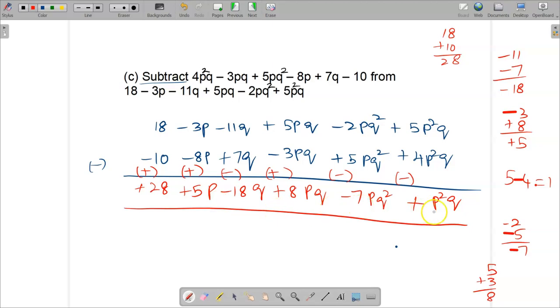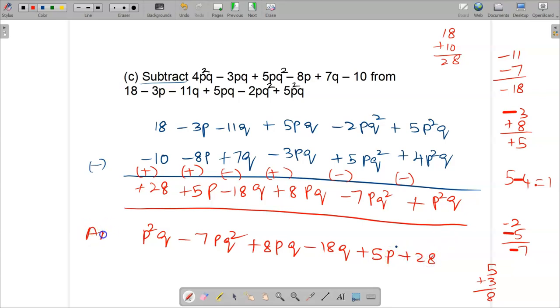If you want, you can leave it like this, or else generally we write the constant term at last. Higher power terms come at the starting. So just reverse your terms and write. The higher power term is p square q, and then here it is minus 7pq square, here it is plus 8pq, here it is minus 18q, here it is plus 5p, and here it is plus 28. You can write it like this also. So this is the final answer for the C part of the question.